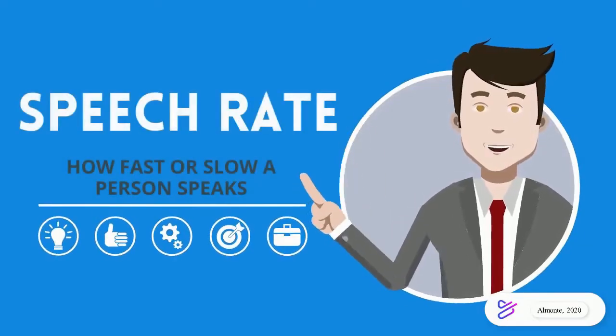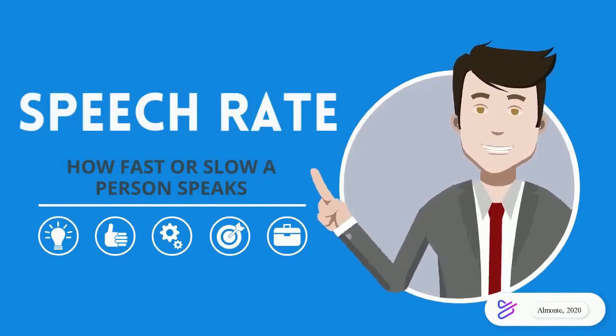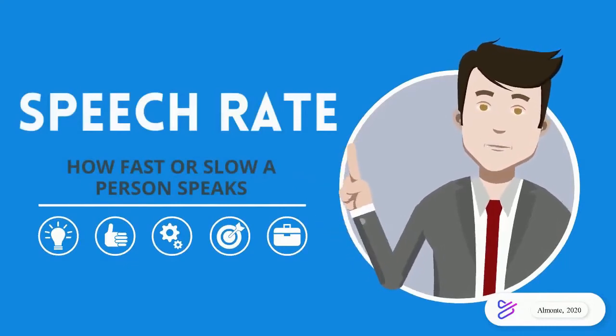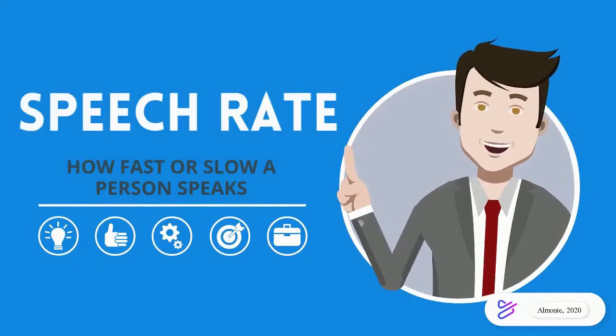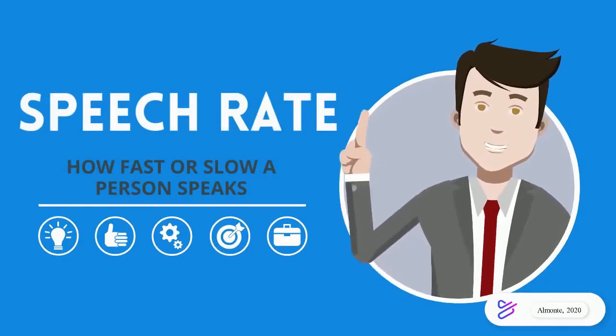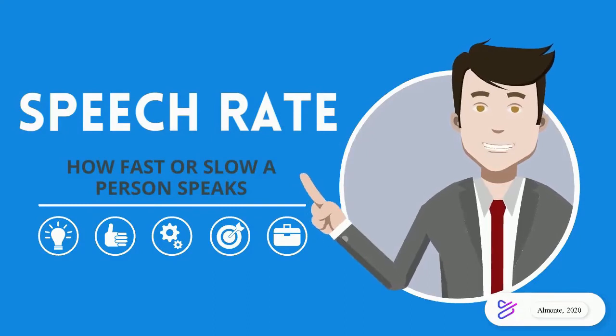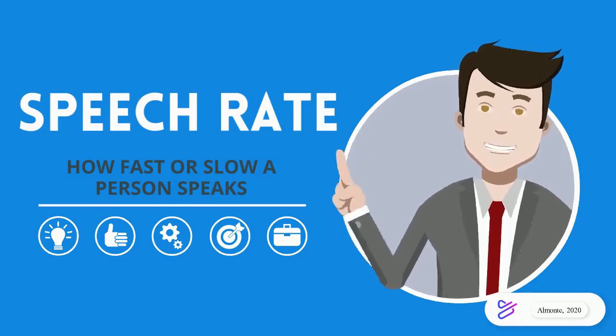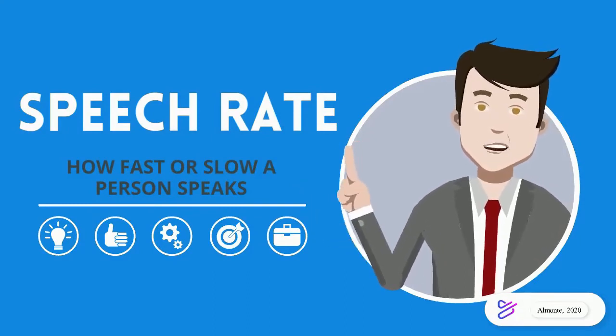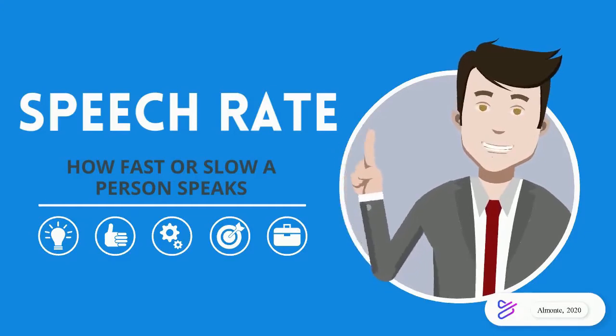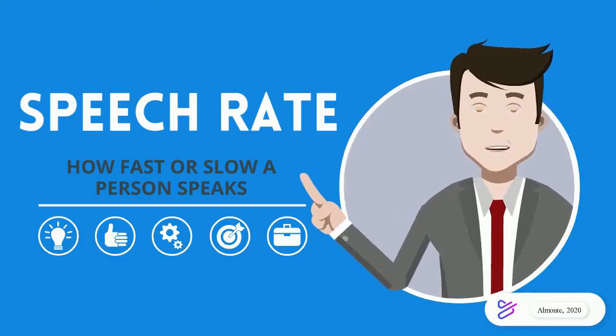Speech rate refers to how fast or slow you speak. If you speak too fast, your audience will not be able to absorb the information you present. If you speak too slow, the audience may lose interest. The key is to vary your rate of speaking in the middle range, staying away from either extreme in order to keep your audience engaged.